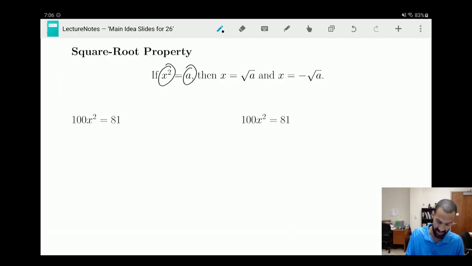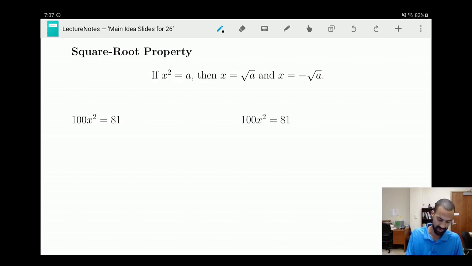X squared equals a number. Okay, if x squared equals a number, then x equals the square root of that number and negative square root of that number. Okay, it equals both of them. There's two solutions there. So I'm going to do this example two different ways to demonstrate why that's the case and how the square root property can make things easier for us.